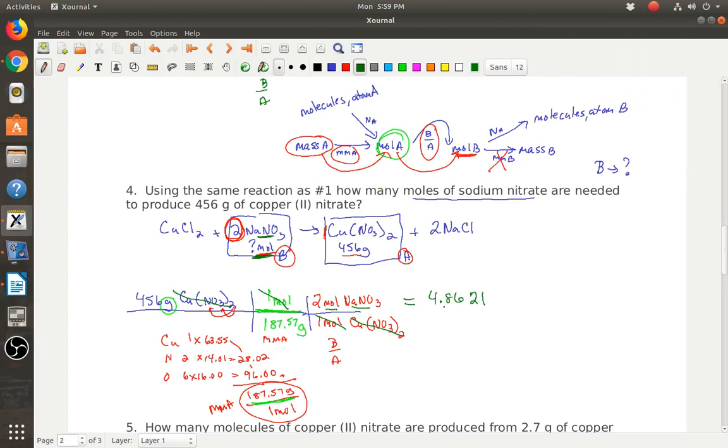So 4.8621. The last step is check sig figs. 3 sig figs, so I need 1, 2, 3 sig figs. So this 4.86 moles, and the other units cancelled, leaving sodium nitrate. There's your answer. Followed the path, and I didn't make any mistakes.